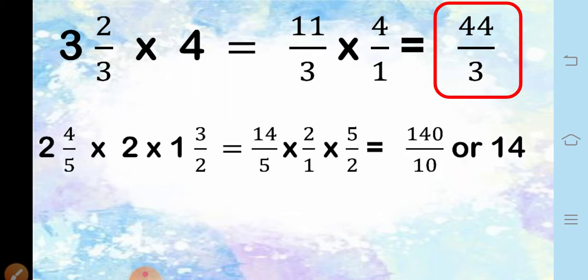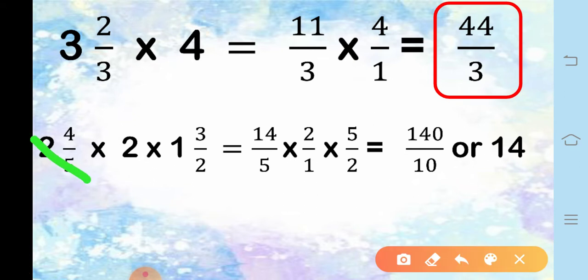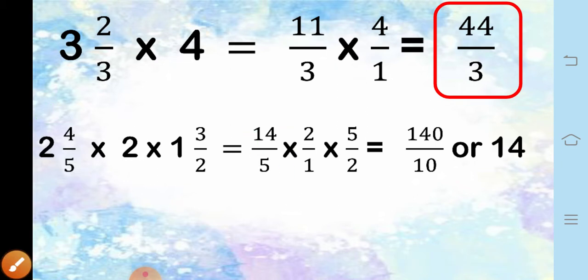Okay, next, this one. 2 and 4 over 5 times 2 times 1 and 3 over 2 is equal to 14 over 5. Kasi nga 2 times 5 is 10. We add the numerator, which is 4. So we get 14 over 5, kasi nga copy the denominator.